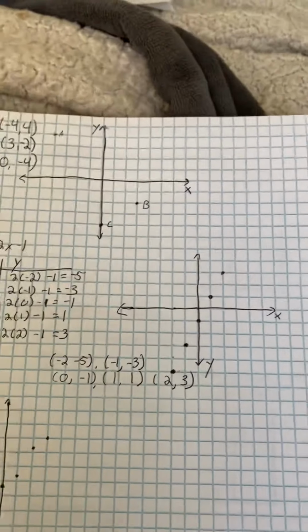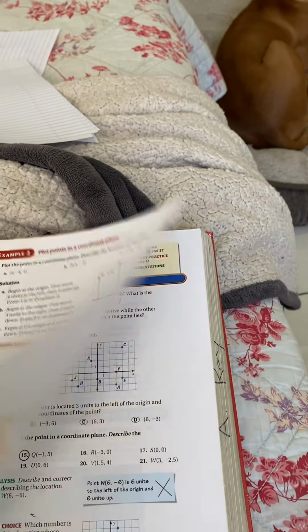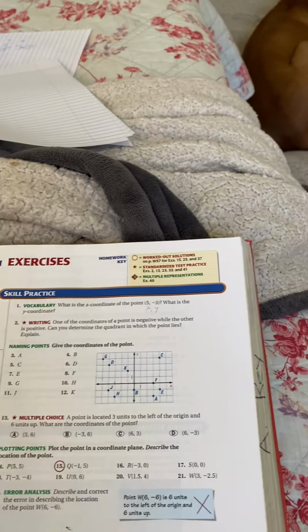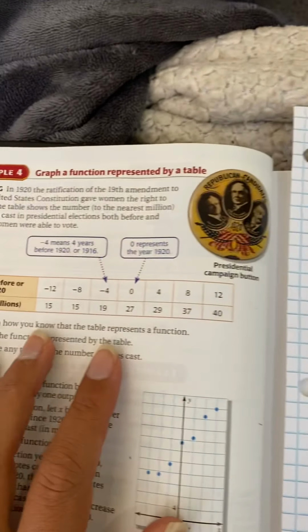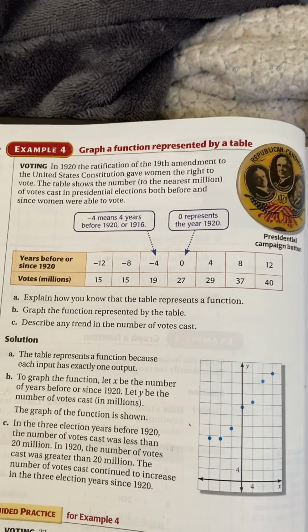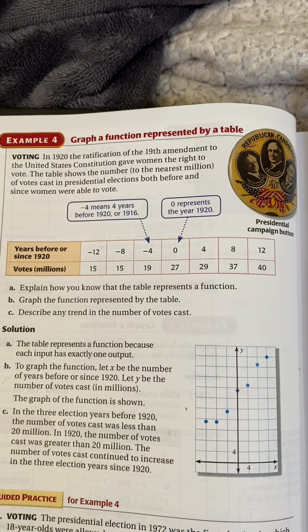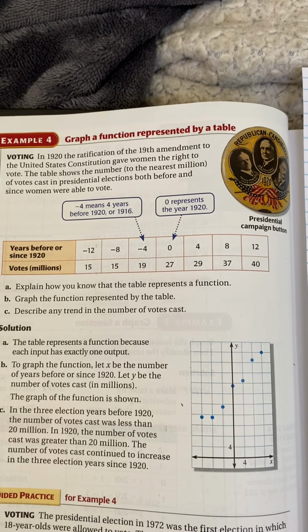Okay, that was a little bonus for you, because I think you're going to get to that in the next couple of sections. All right, this last one is saying we've got some data. It's talking about when women were allowed to vote in the election, how many millions of votes we had in the United States every year.